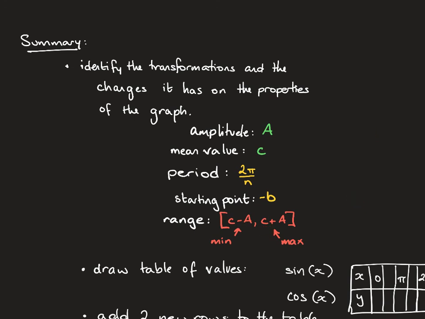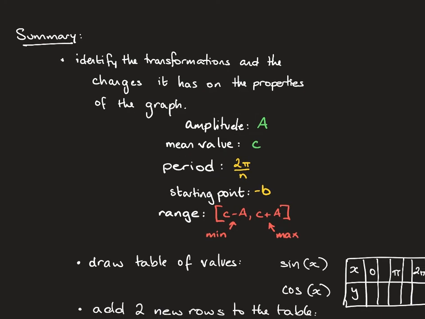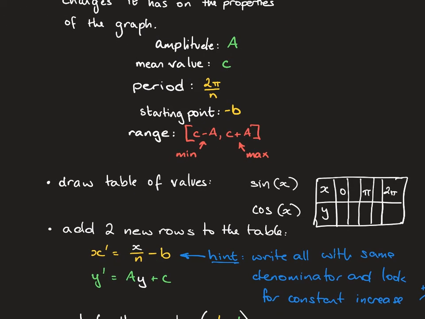Then what you need to do is draw a table of values for sine or cos, and the basics of the table are here. You can fill in the rest. My suggestion is that you memorize those tables, and then add on 2 new rows, an x dashed and a y dashed row, where you do the transformations to x and y that are shown here.